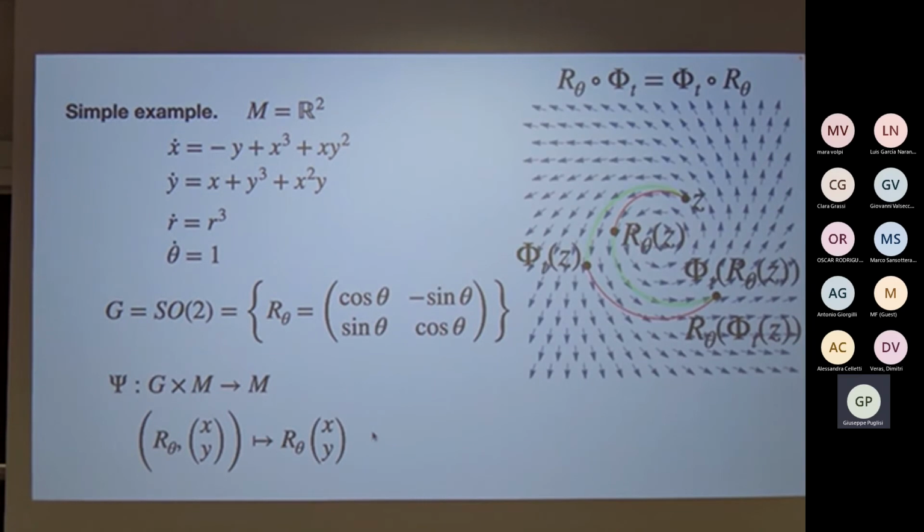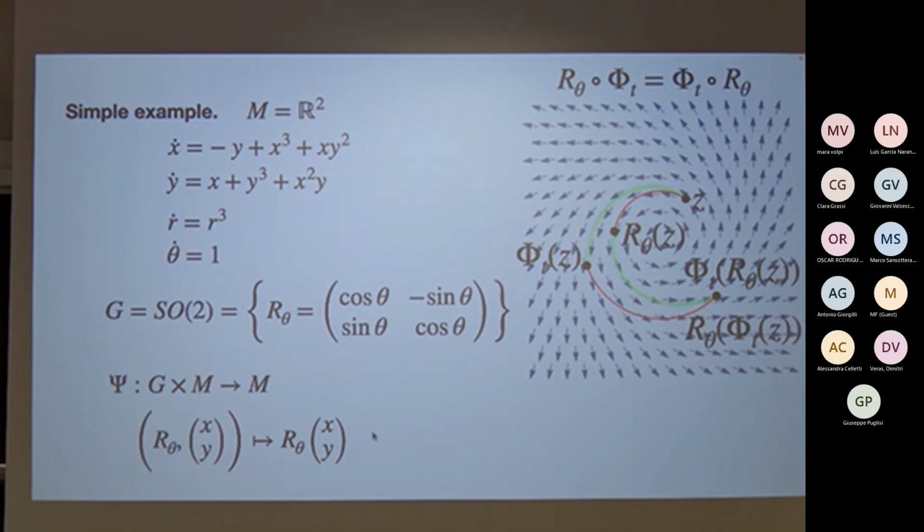So here I made a picture of it. I drew the velocity field, the vector field associated to that equation, and I try to indicate how the action is commuting with the flow. You start at initial condition z. First you follow the flow, then you follow the group, and you arrive somewhere. But if you first follow the group and then follow the flow, you arrive in the same place. So that's the symmetric commutation.